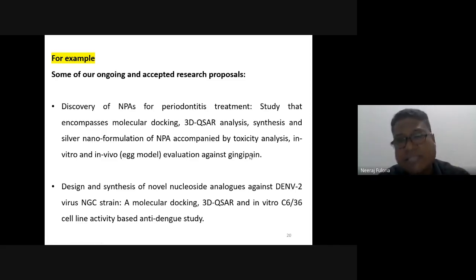In this proposal, you can see all the components of what we are going to do are included. Likewise, we received some other grants and proposals, like design and synthesis of novel nucleoside analogs against DENV2 strain, a molecular docking, 3D QSAR, in vitro C6/36 cell line activity based anti-dengue study.